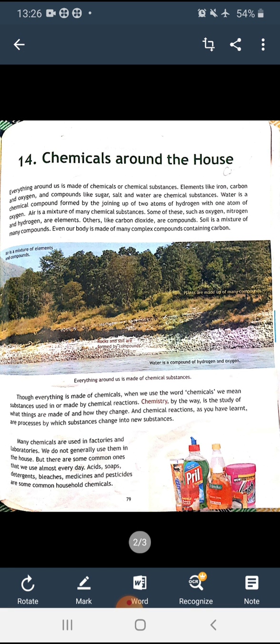And many chemicals are used in factories and laboratories also, but we don't generally use them in our house. There are some common ones that we use almost every day. Acids, soaps, detergents, bleaches, medicines, pesticides are some common household chemicals. So first is acids. The commonest example of acids that we come across every day is vinegar.